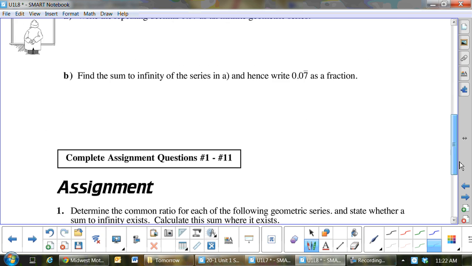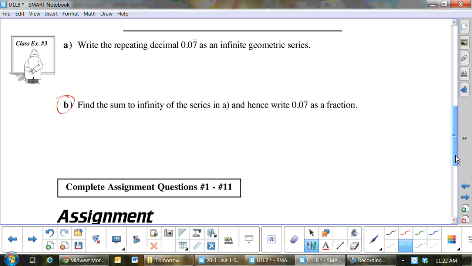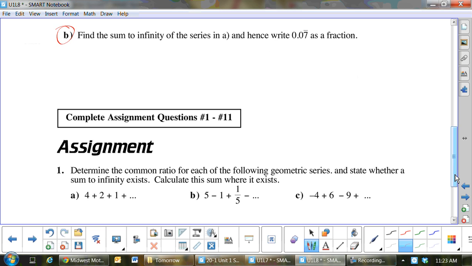Okay? Now, let's go down. We're going to do this one last question. We're just going to do 1B. So find the sum to infinity of the series of 0.07. Now, I want you to try that into your calculator. Go 0.07777, do a bunch of them, and then hit math, enter, enter. You get 7 over 90 using your calculator, right?